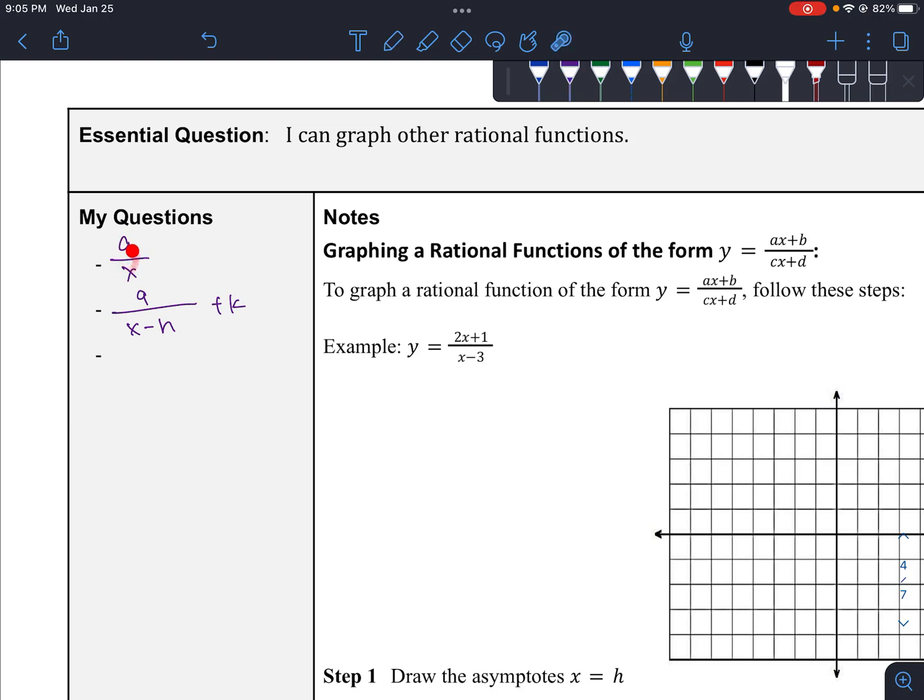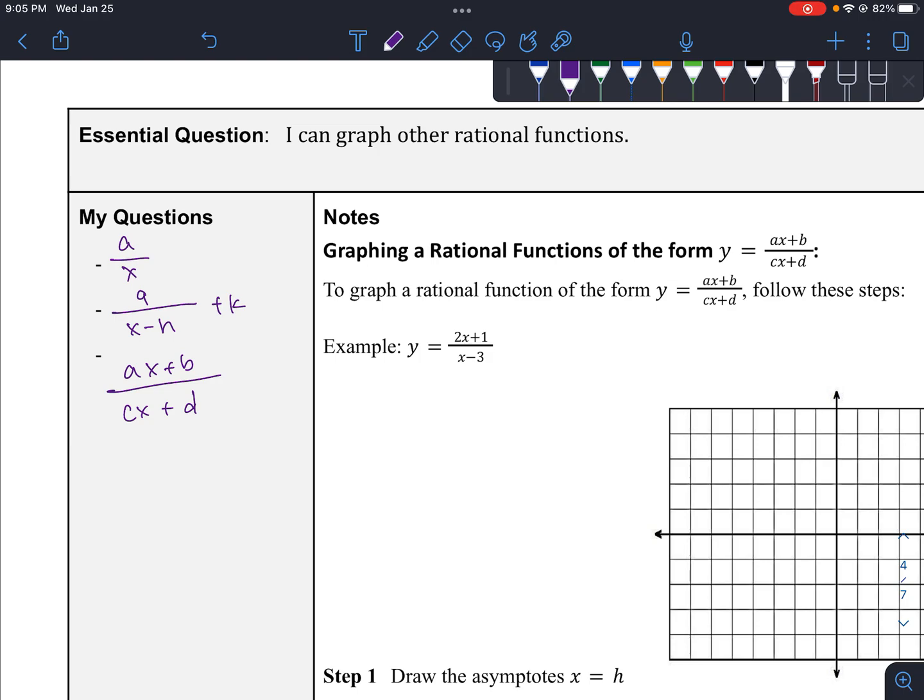These are functions that behave very similar to the parent function, just maybe with a stretch. These are also with a stretch, but also with translations. And then there's these ones right here, which is ax plus b divided by cx plus d.